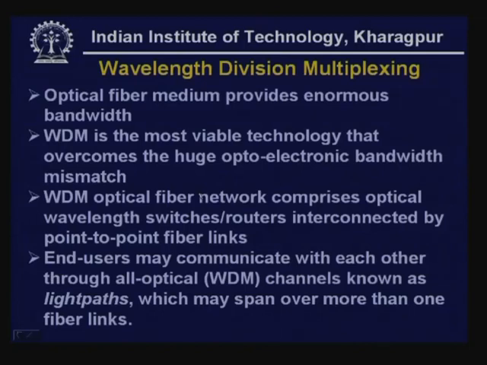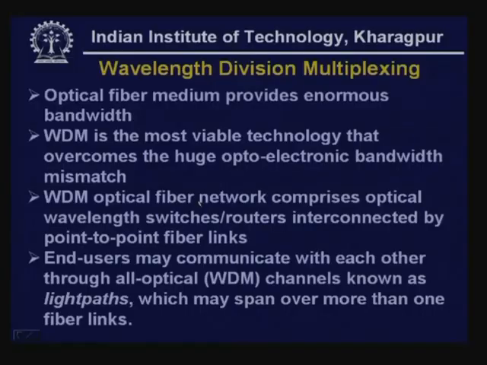Then, as I mentioned, there is one special type of frequency division multiplexing, called wavelength division multiplexing, whenever we are sending light signals through optical fiber. And why do we call it wavelength division multiplexing? The reason is the frequency is very high, so the wavelength is small. So, instead of stating in terms of frequencies, we state in terms of wavelengths, and this wavelength division multiplexing is becoming very popular because of the enormous bandwidth provided by the optical fiber medium.